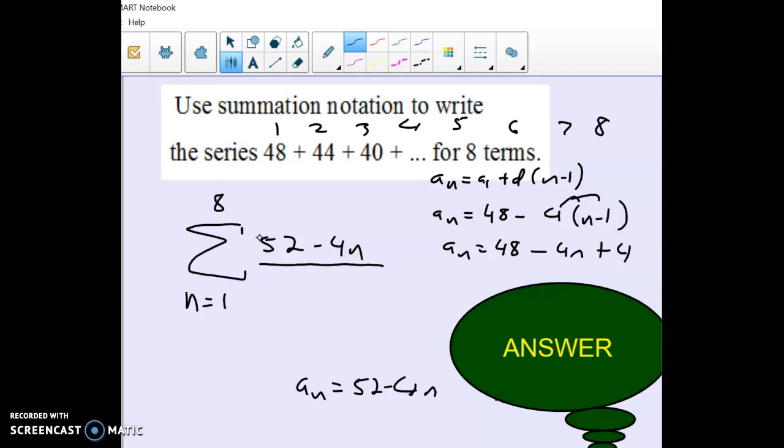Okay, and again, this represents all of these terms, right? Because if we wanted to get the actual series in the full format, we could just put in n from 1 through 8, generate all the terms. So this is a condensed form of that. Okay, and we don't actually have to find the sum here, just write it in summation notation. That's it.